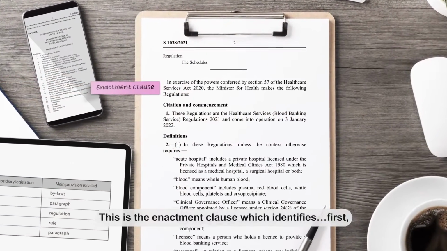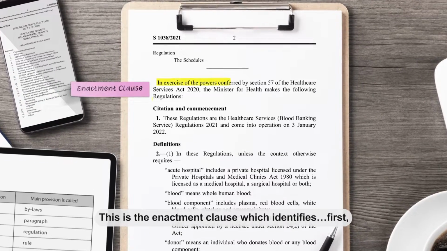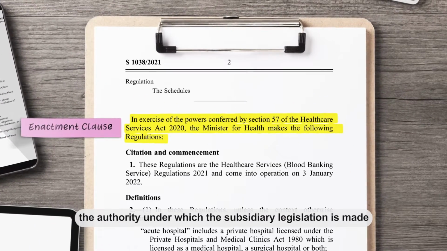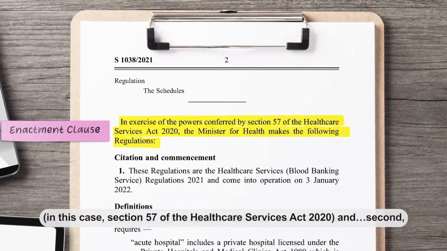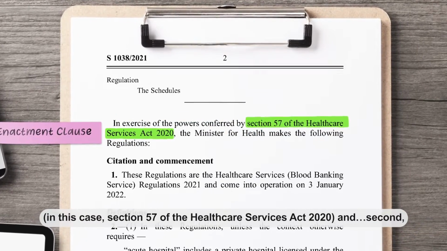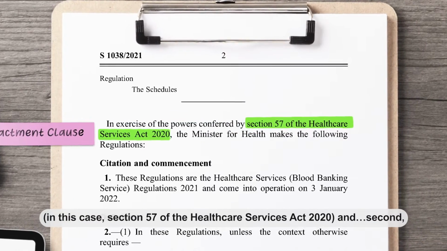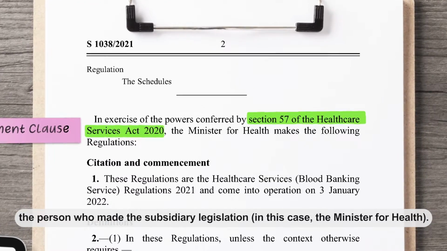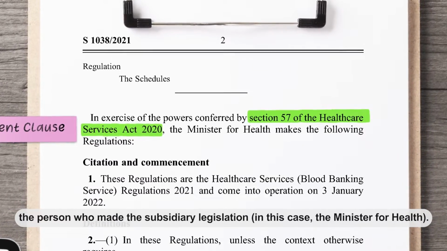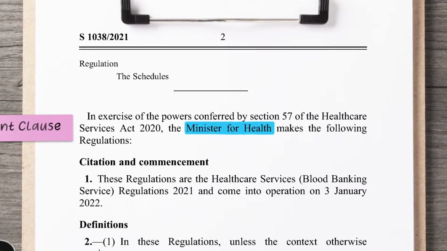This is the enactment clause, which identifies, first, the authority under which the subsidiary legislation is made. In this case, Section 57 of the Healthcare Services Act 2020. And second, the person who made the subsidiary legislation, in this case, the Minister for Health.